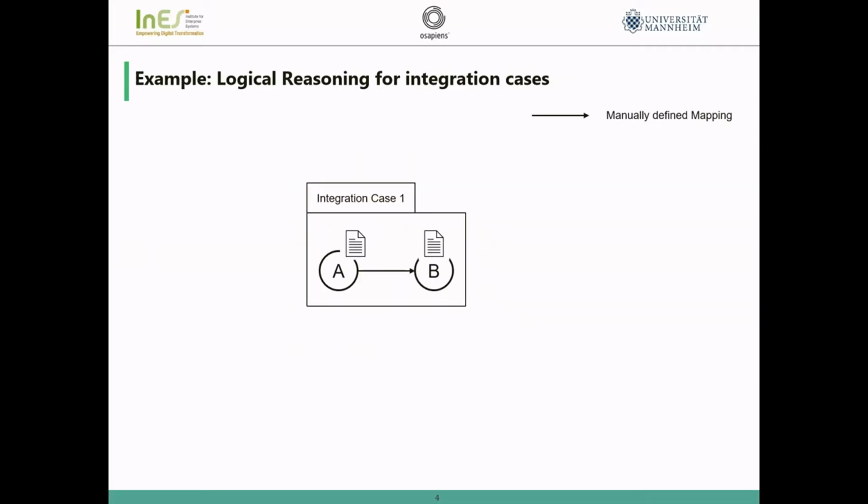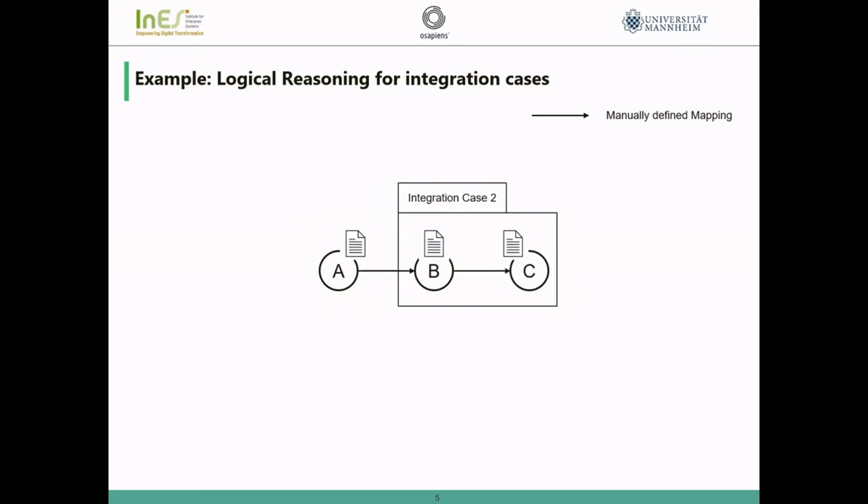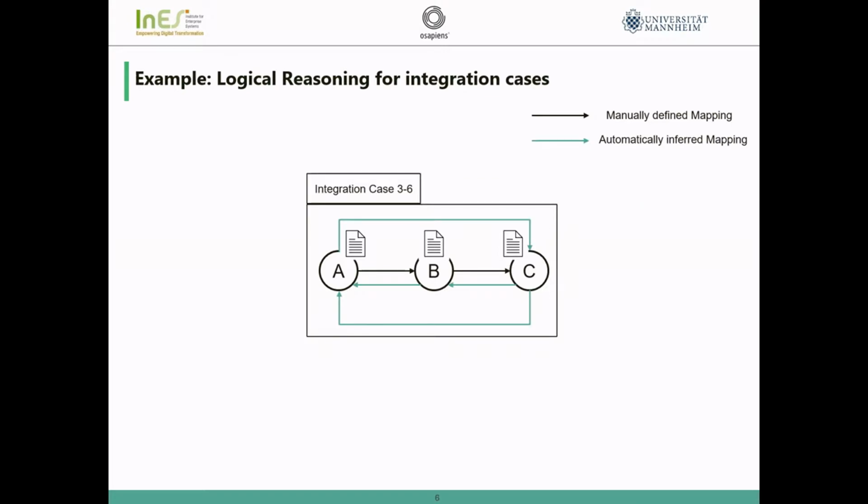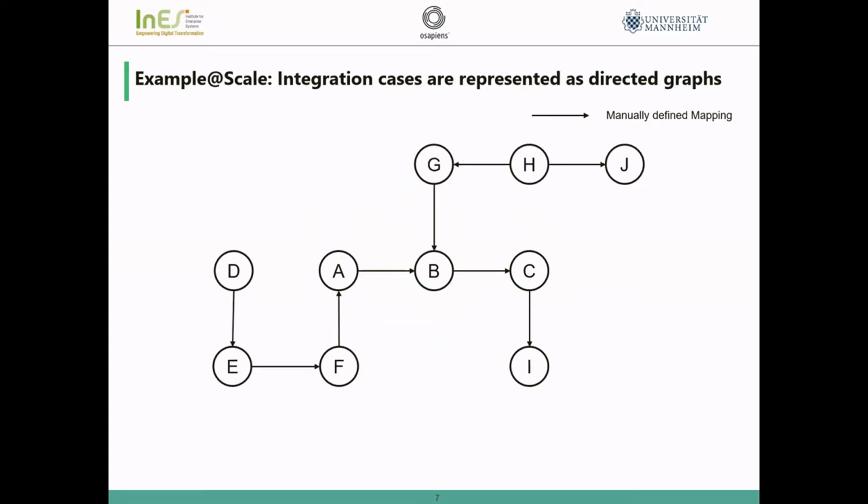Suppose you have an interface from device A and B, and you manually define those mappings. You do this for the devices B and C as well. Then we can actually automatically infer integration cases 3 to 6. Let's look at these examples at scale. So we can represent here an interface description as nodes and interface mapping as edges, and then we basically compute a fully connected graph from a weakly connected graph that may contain also incomplete mappings.